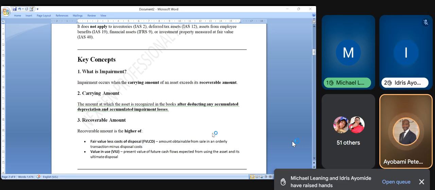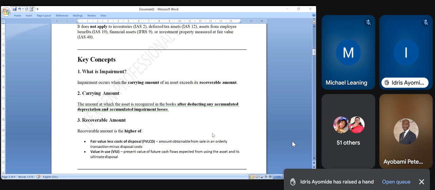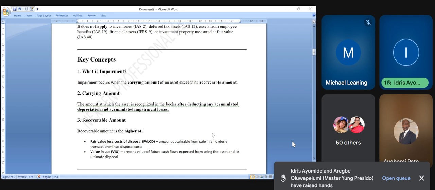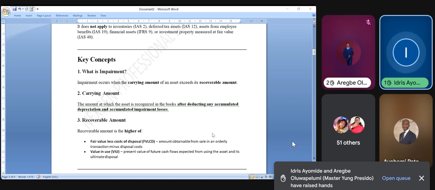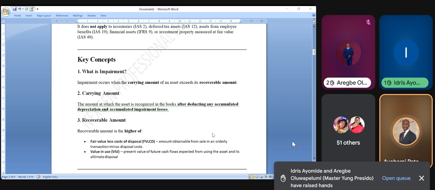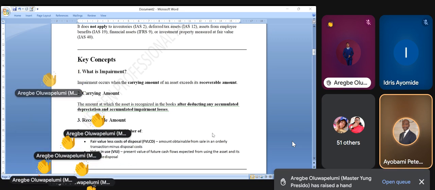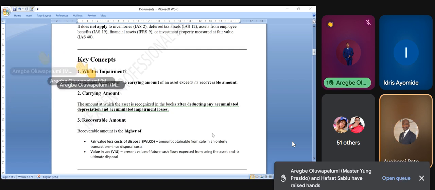Idris, Ayomide, go ahead. Good afternoon, sir. The recoverable value is 460,000 naira. Please let me clap for her. 460,000 naira will be the recoverable value. Why is it 460,000 naira? Idris, you are still going to answer.